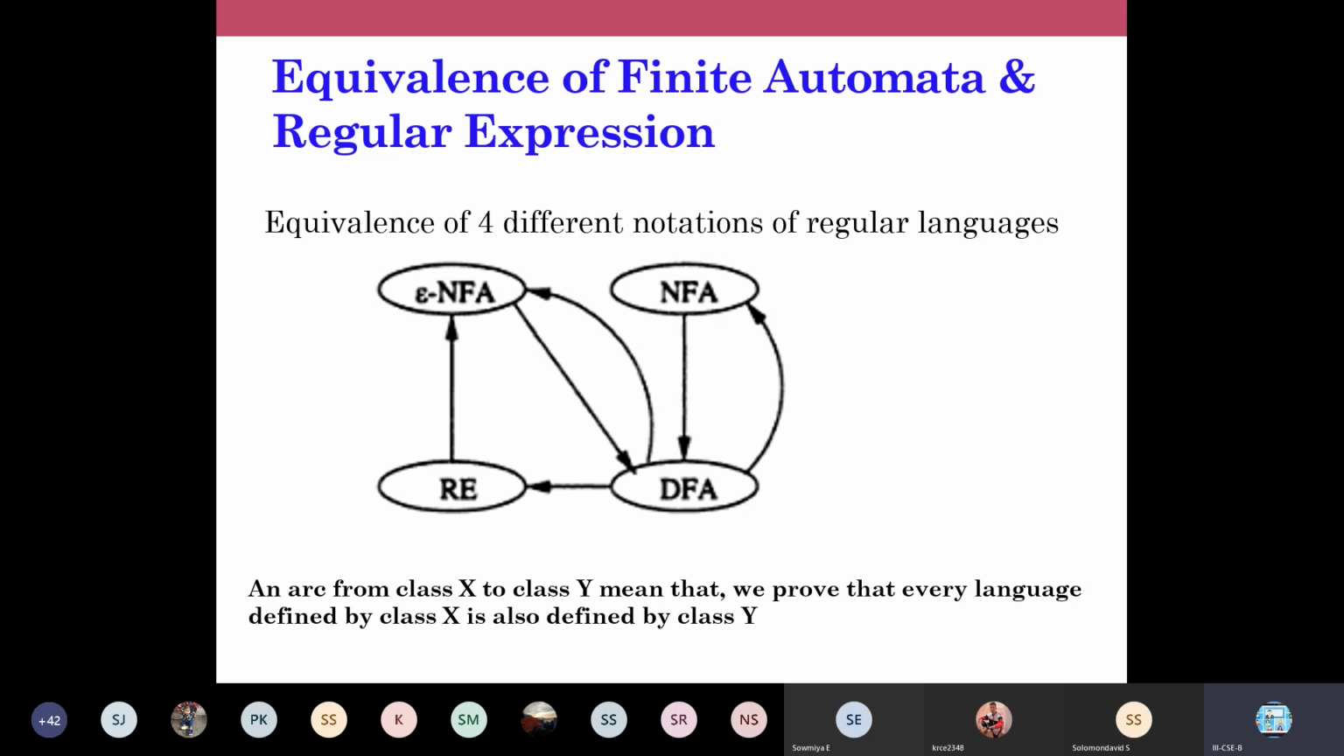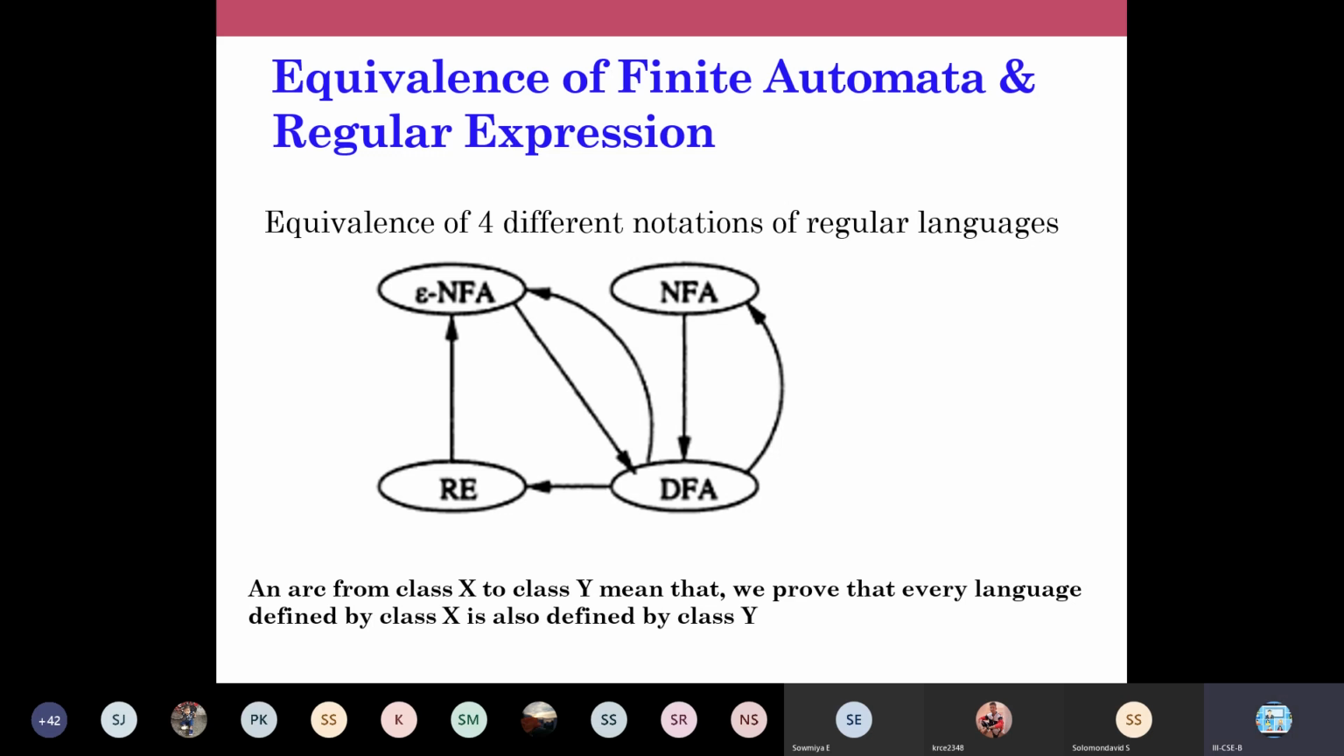A lot of information is hidden in this diagram. The direction of the arrow you have to draw carefully. That arrow denotes some information. If I'm drawing an arrow from one notation to another notation, it defines some information. I'll tell you that. You first draw this diagram. So all these are equivalent notations.